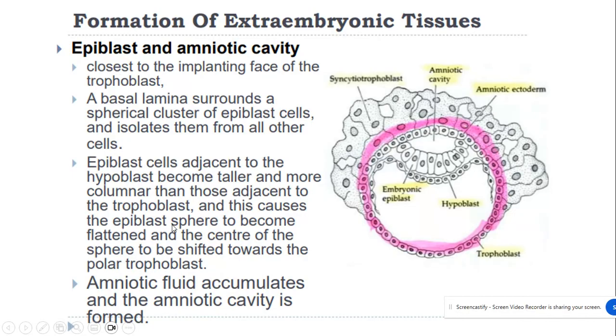Which actually causes the epiblast sphere to become flattened and the center of the sphere to be shifted towards the polar trophoblast. Slowly and gradually there's a shift that's happening. And you can actually see the amniotic fluid accumulates in the amniotic cavity. So what's actually happening, there's a growth formation happening for a space to be created. So there is a cavity that's created and there's fluid inside. As you can see, there's amniotic ectoderm. So we can actually see there's a little bit of sophistication happening in this particular step. Why? Because there has to be space formation occurring.